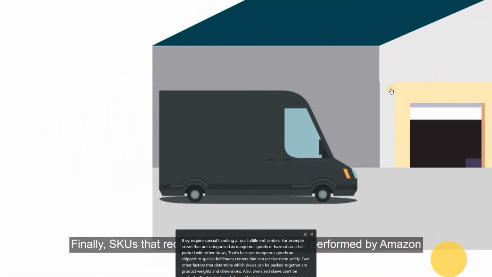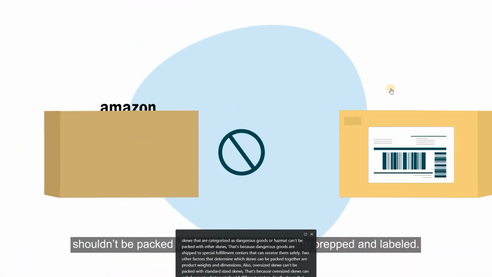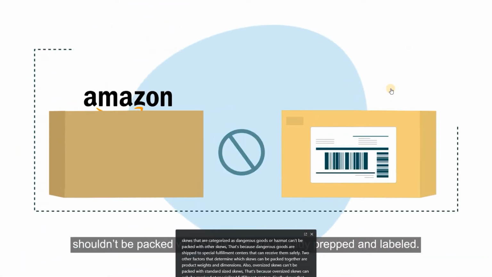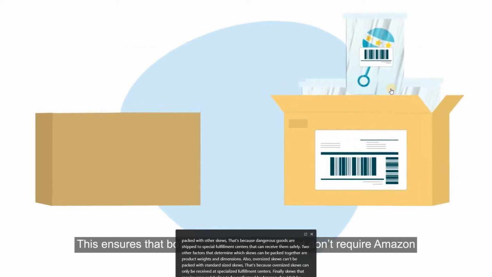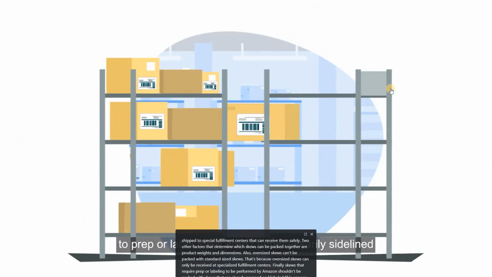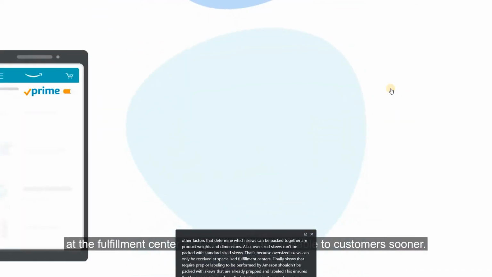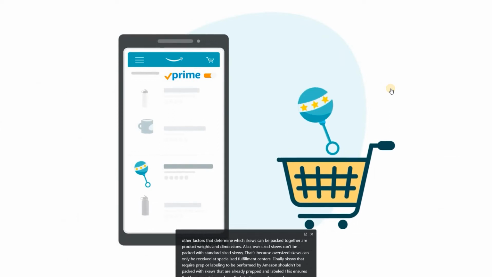Finally, SKUs that require prep or labeling to be performed by Amazon shouldn't be packed with SKUs that are already prepped and labeled. This ensures that boxes containing SKUs that don't require Amazon to prep or label them aren't unnecessarily sidelined at the fulfillment center and can be made available to customers sooner.